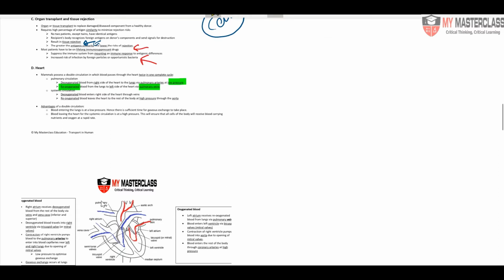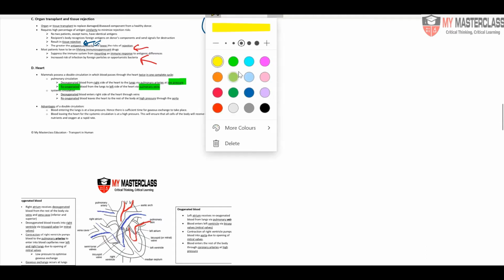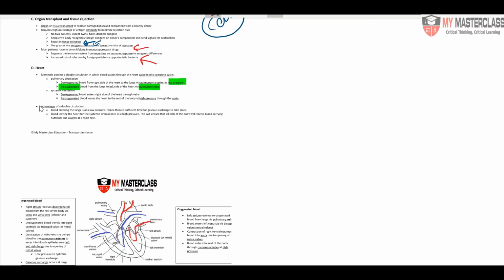Now, what are the advantages of my double circulatory system? The advantages are that blood can be entering at different pressures. One is at high pressure to ensure that all the oxygenated blood is entering into the cells, for the nutrients to reach the cells. The one entering the lungs is at low pressure to ensure you have got sufficient time.